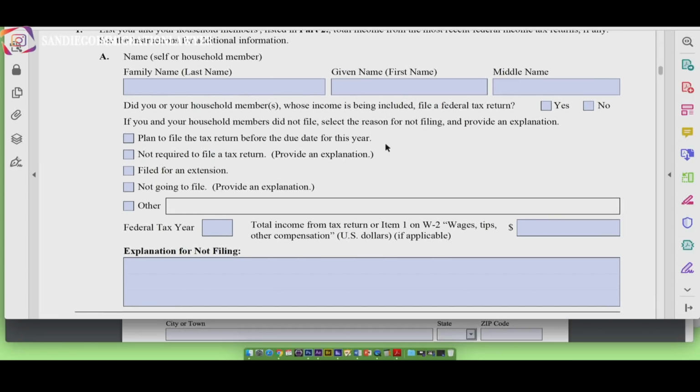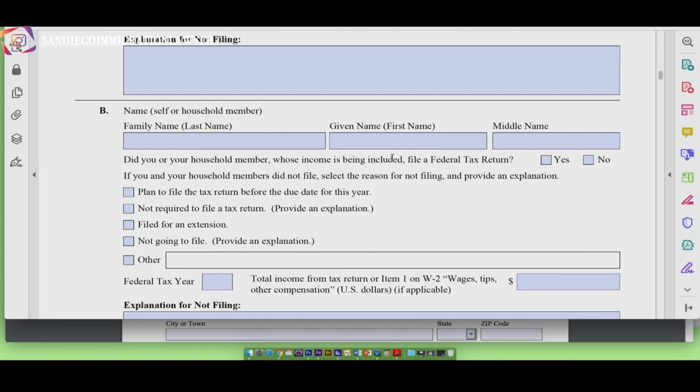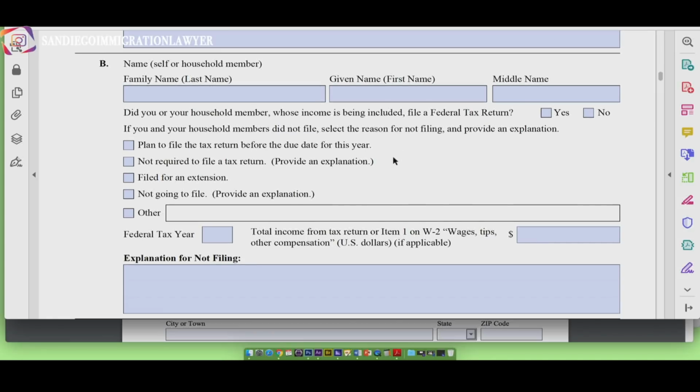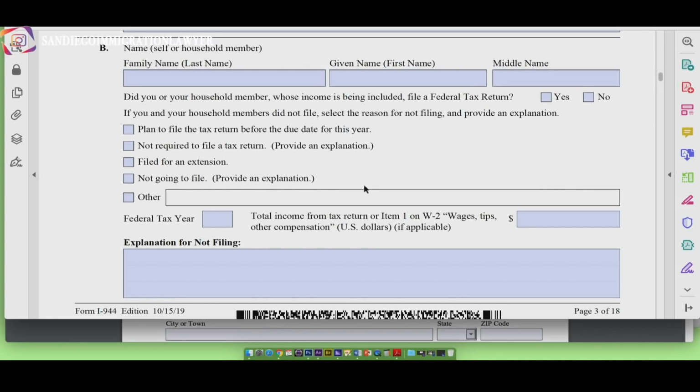So you want to list yourself first, and then you're going to list your household member. So in this case, if you're filing through marriage and your spouse is a U.S. citizen, you would list your U.S. citizen spouse here. And hopefully your U.S. citizen spouse did file a tax return and filed for the latest year.